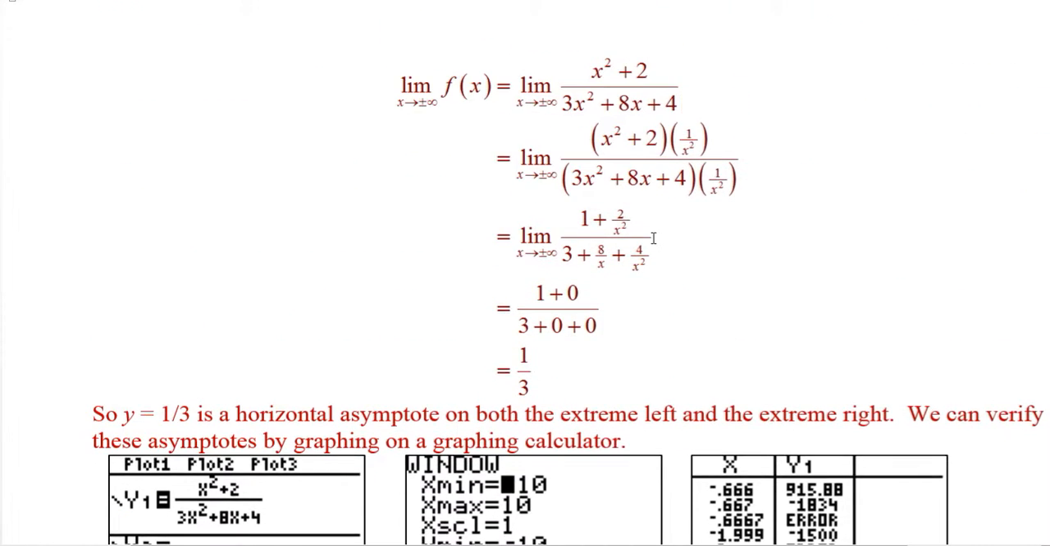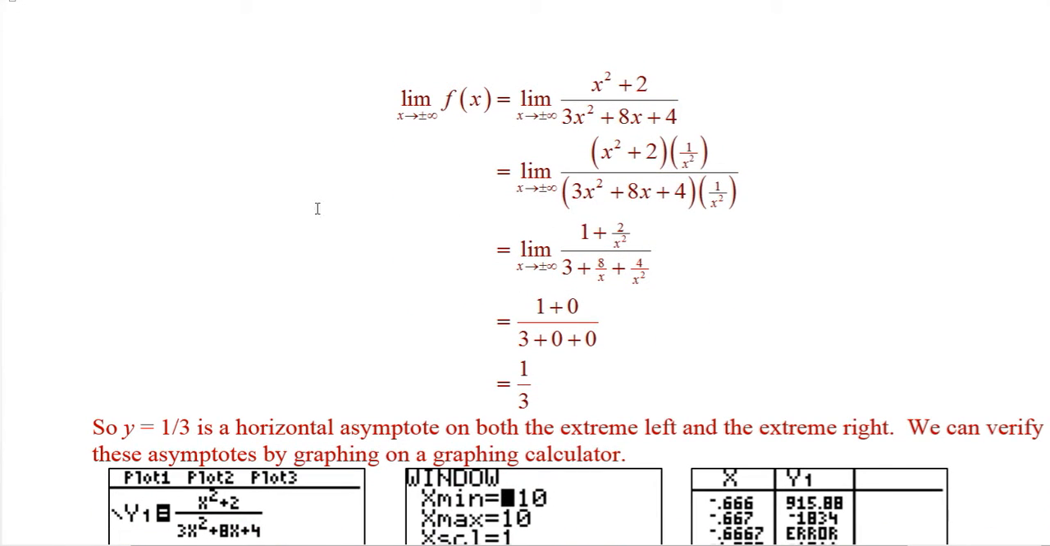Now what about limits as we go to infinity? Whether you're going to positive or negative infinity, it works out the same way. What you can do algebraically is multiply top and bottom by 1 over x squared and distribute. And notice that x squared times 1 over x squared is 1. This gives us 2 over x squared. 1 over x squared times 3x squared is just 3. 8x times 1 over x squared is 8 over x. And 4 times 1 over x squared is 4 over x squared.